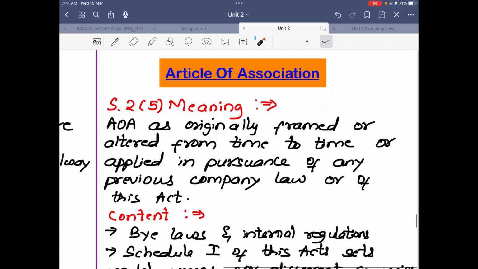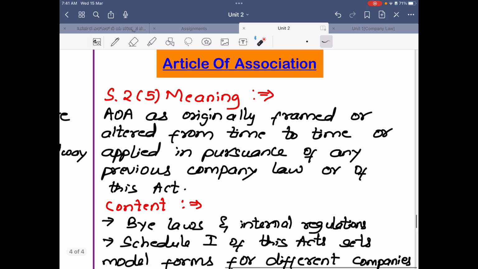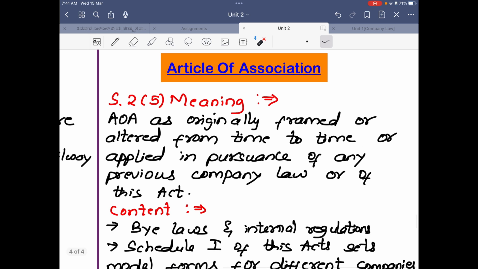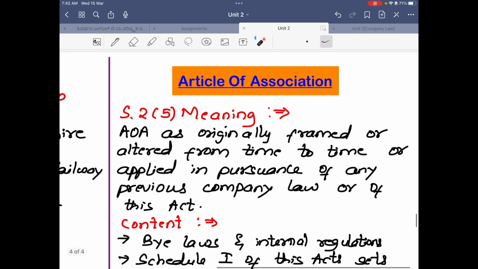The next topic is Articles of Association. It has been asked for short notes, 6 marks. So what are Articles of Association? Meaning: AOA as originally framed or altered from time to time or applied in pursuance of any previous company law or of this Act. It is also a document which, while registering a company along with the memorandum of association, they will also have to attach.